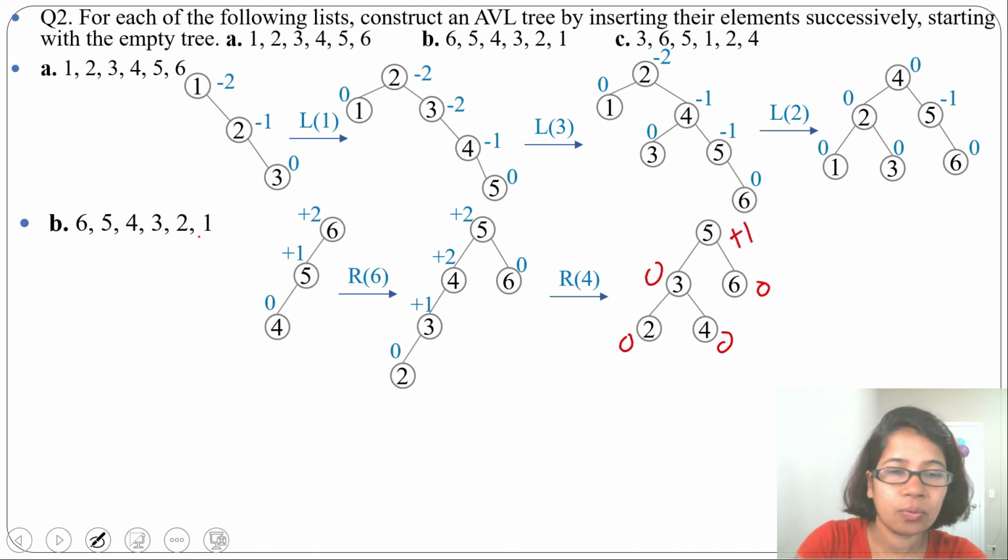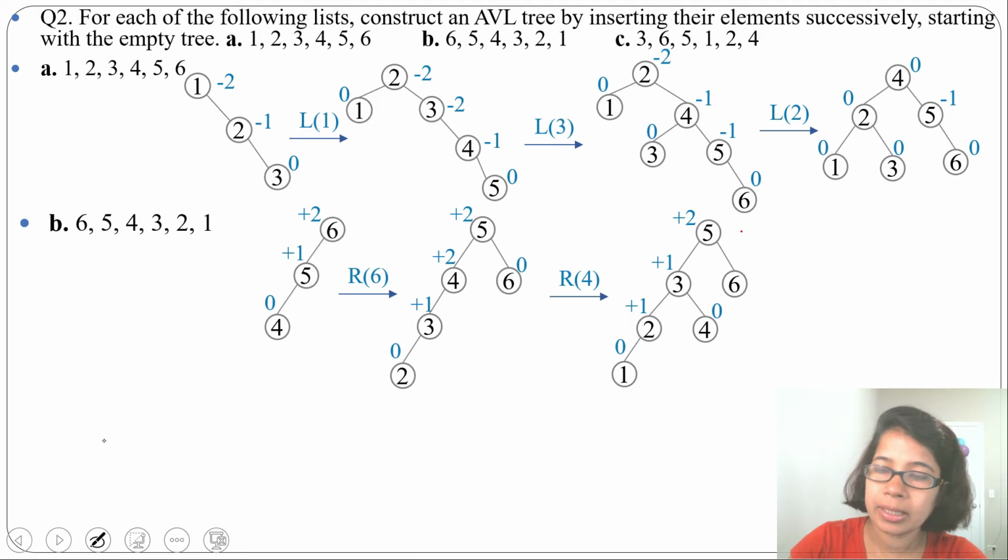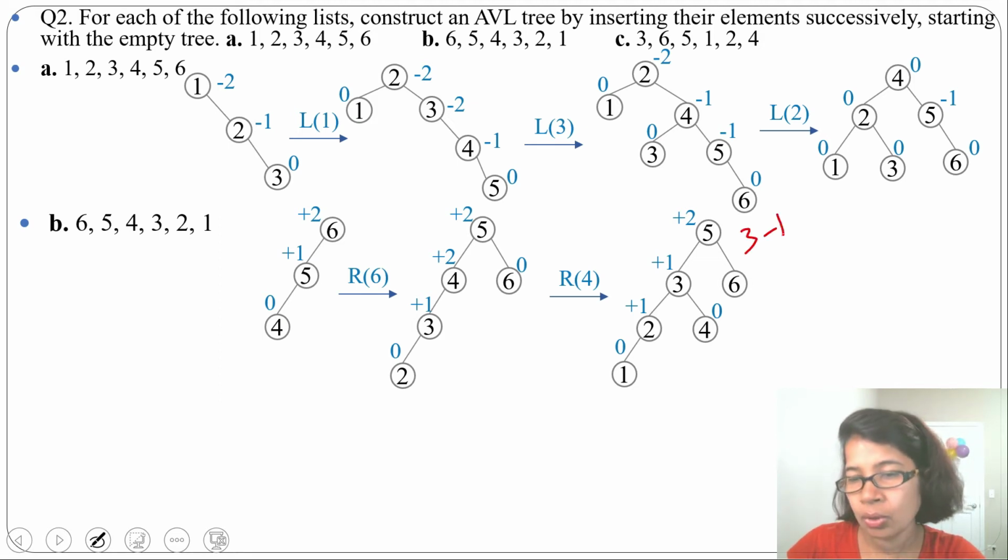Next we'll insert 1. 1 is less than 2. So 1 will be left child of 2. Now check the balance factor. Balance factor of 1 is 0, 2 is plus 1, 3 is plus 1, 4 is 0, 5 is plus 2. Left subtree height is 3, right subtree height is 1. So 3 minus 1 is plus 2. For 6 balance factor is 0.